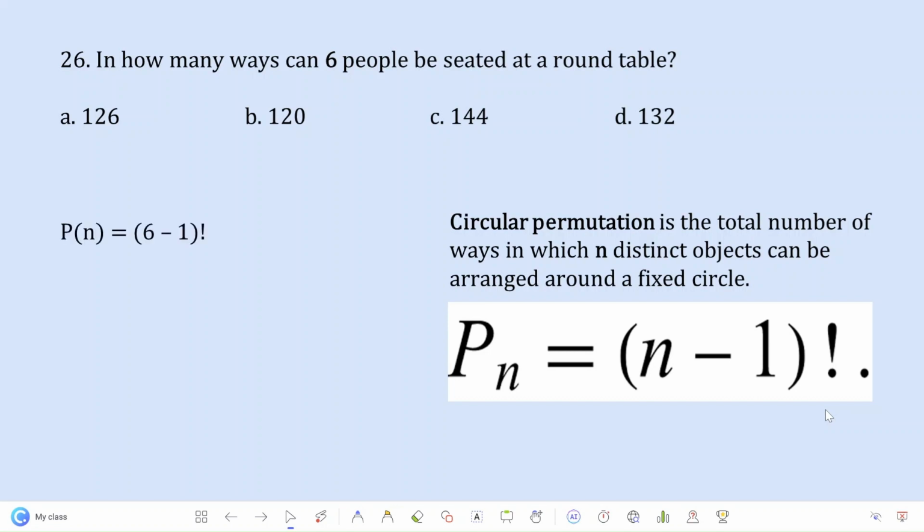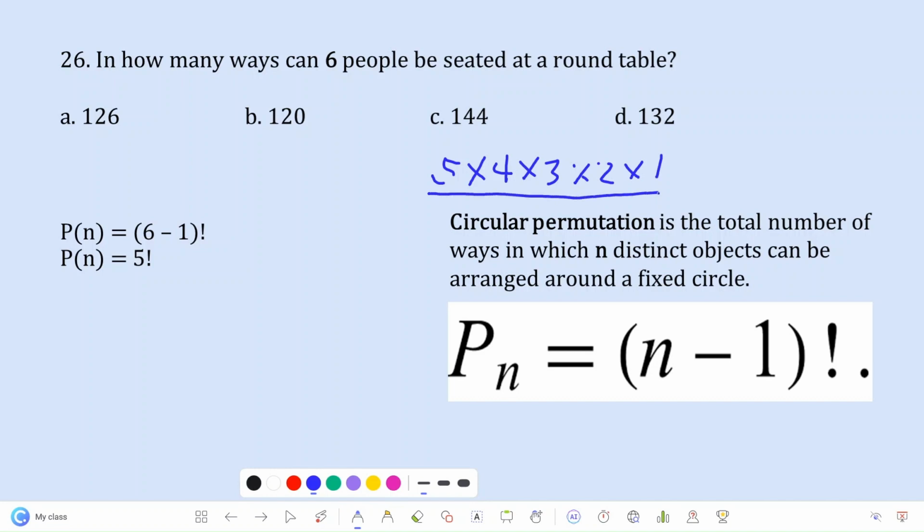So dito, ang n is the number of objects po. So P sub n is equal to 6 minus 1 factorial dahil ang n natin dito ay 6. Kapag isinusulat mo dyan, 6 minus 1 factorial is equal to 5 factorial. Kapag i-break down mo yan, you have here 5 times 4 times 3 times 2 times 1. So that is what factorial means. If you're going to multiply that, you will get 120. At 120 ang ating answer sa question na ito, which is letter B.